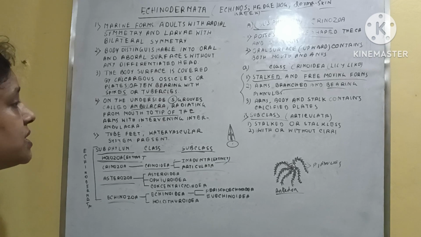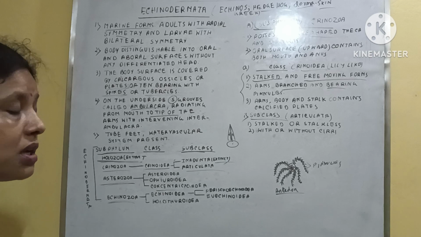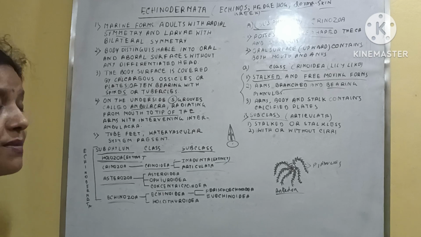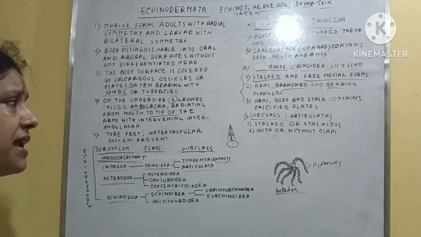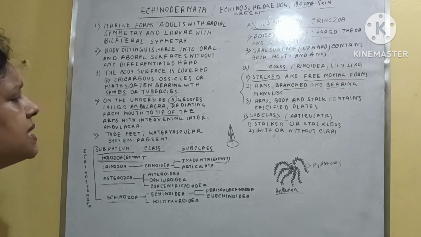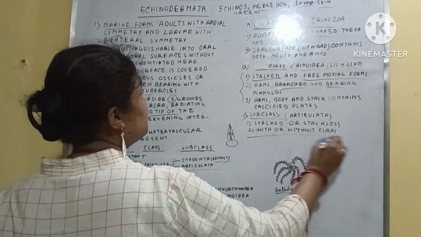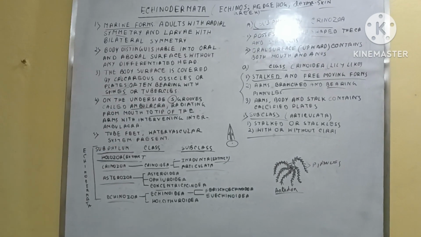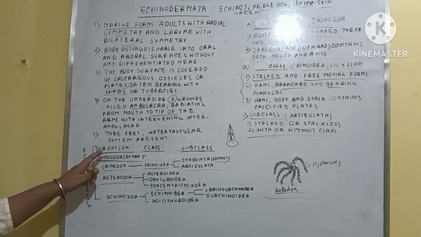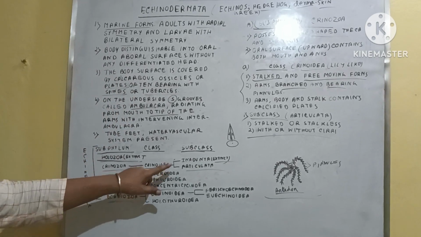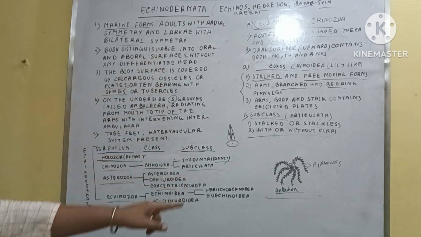Under these, we can see external features obviously. One is stalked or stalkless. Maybe they are stalked, that means the stalk is present, or sometimes the stalk is absent. With or without cirri. Cirri is one organ, you can say. So whether cirri is present or absent. So there are two external features to see, and the example is Antedon. Okay. So this is one subphylum with class and subclass totally described here.